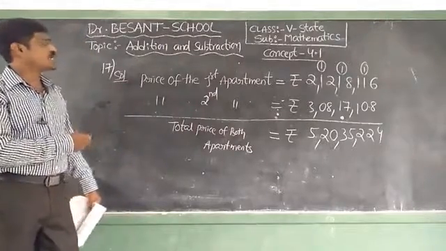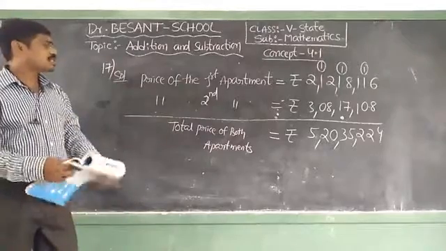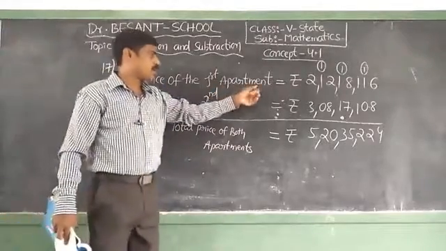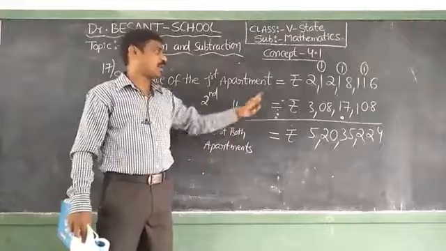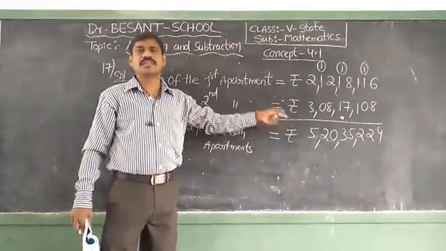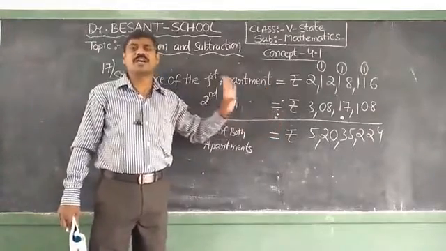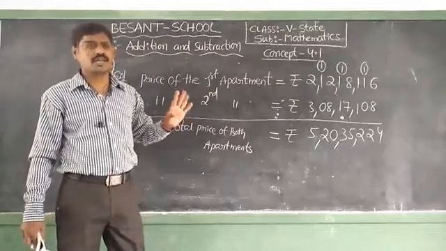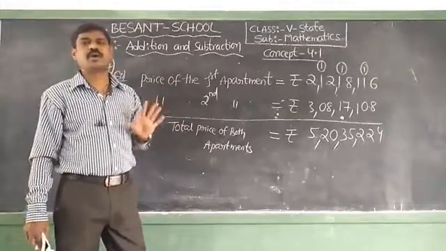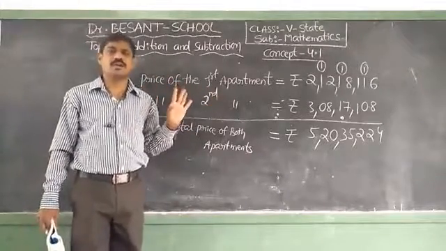Okay, children, this is the 17th one solution. Just the price of the first apartment and the price of the second apartment, both we have to add, then we will get the total cost of both apartments. Okay, children, this is a very easy sum. We just have to add both the costs. Okay, note down.